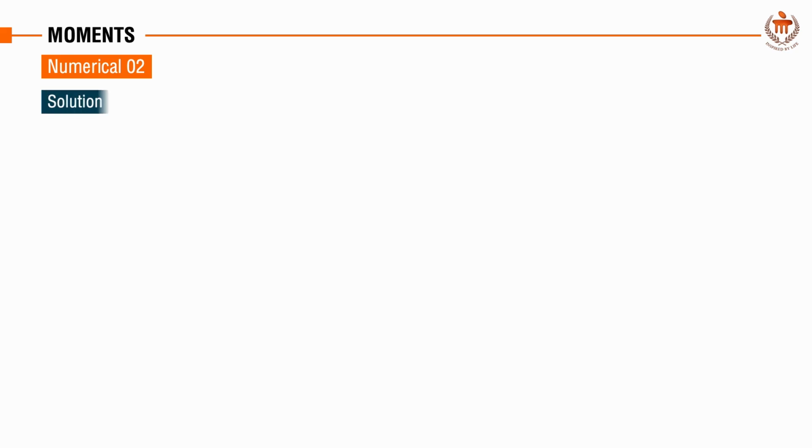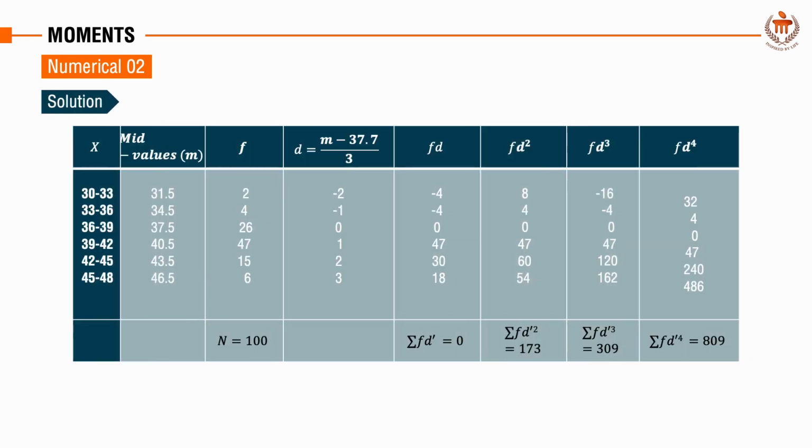Here we have the x values as class intervals: 30 to 33, 33 to 36, 36 to 39, 39 to 42, 42 to 45, 45 to 48. From these class intervals, we can find the mid value of each class interval. For 30 to 33, the midpoint would be 30 plus 33 by 2, you will get 31.5.